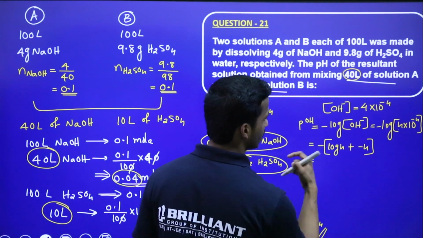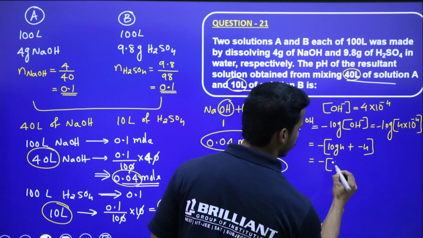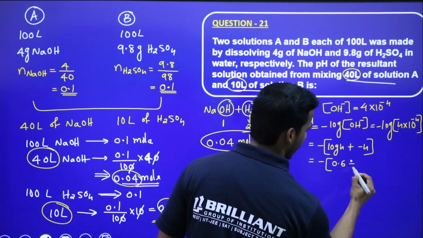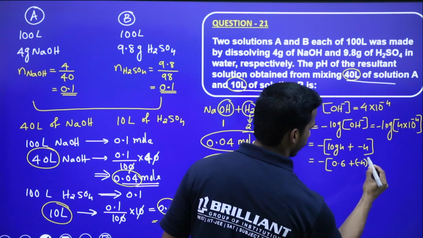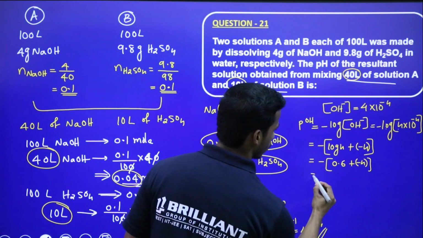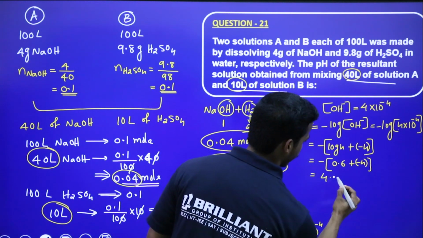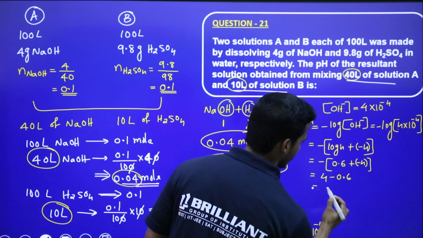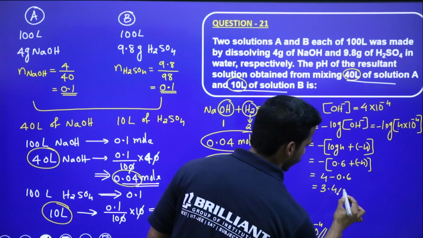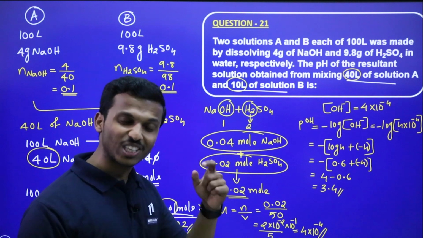So what is log 4? Log 4 is equal to 0.6, and minus 4 will be there. While multiplying the negative sign inside, you will get 4 minus 0.6, which is around 3.4. But we need the pH value.